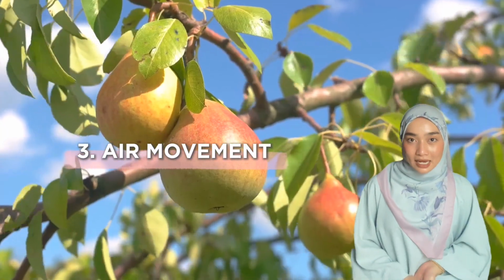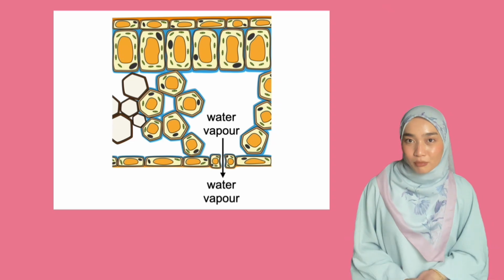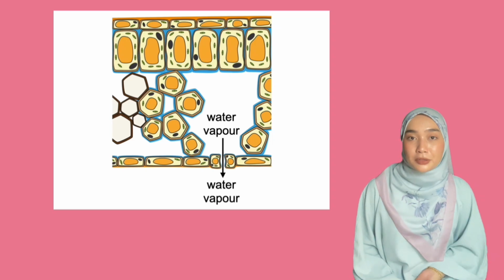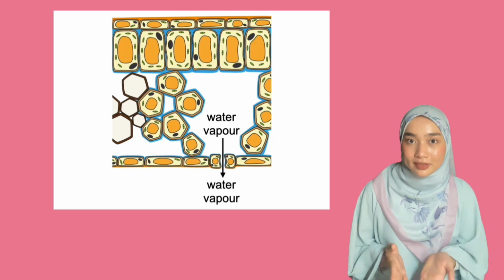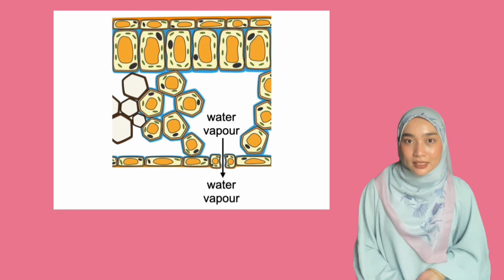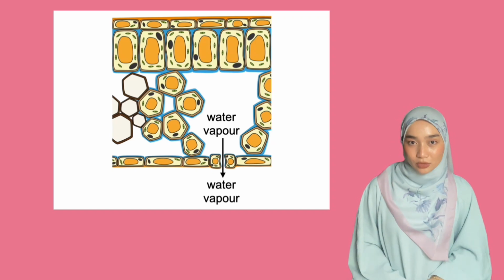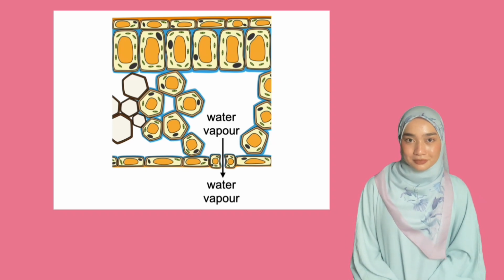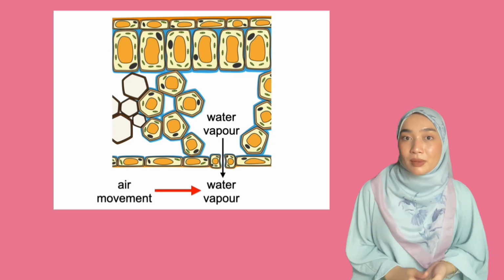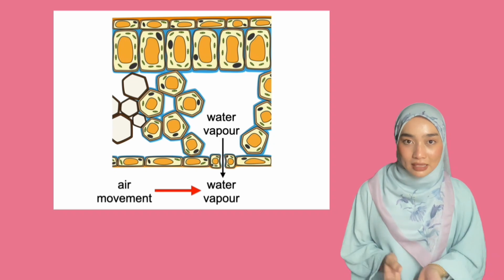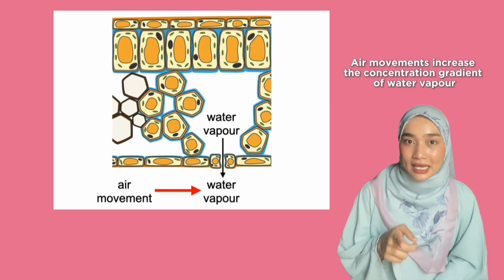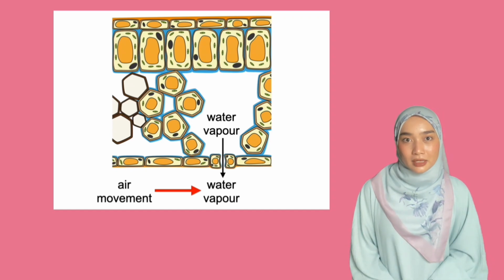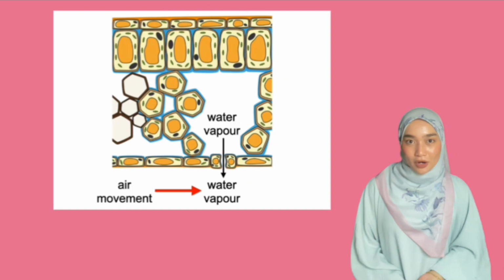Air movement is another key factor to consider. When water vapor moves out of the stomata during transpiration, that water vapor can build up around the external surface of the leaf. This causes the concentration gradient for water vapor between the inside of the leaf and the outside to reduce. Thus, this reduces the rate of transpiration. Air movement, such as wind, removes the water vapor as it diffuses out of the leaf because air movement increases the concentration gradient of water vapor. The effect of this is to increase the rate of transpiration.